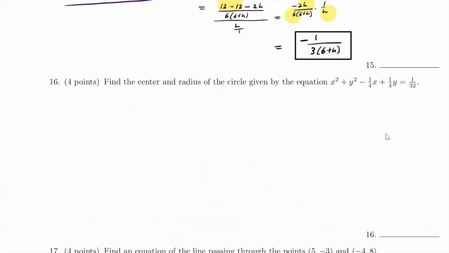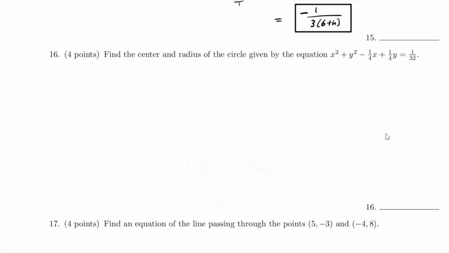Now let's go ahead and take a look at 16. So we want to find the center and the radius of this equation that is in this expanded form. Let's rearrange the terms. So you have x squared plus, I'm going to put the next x term next to x squared. So it'll be minus 1/4 x. Leave a space since we're going to complete the square. Y squared plus 1/4 y, leave a space, equals 1 over 32.